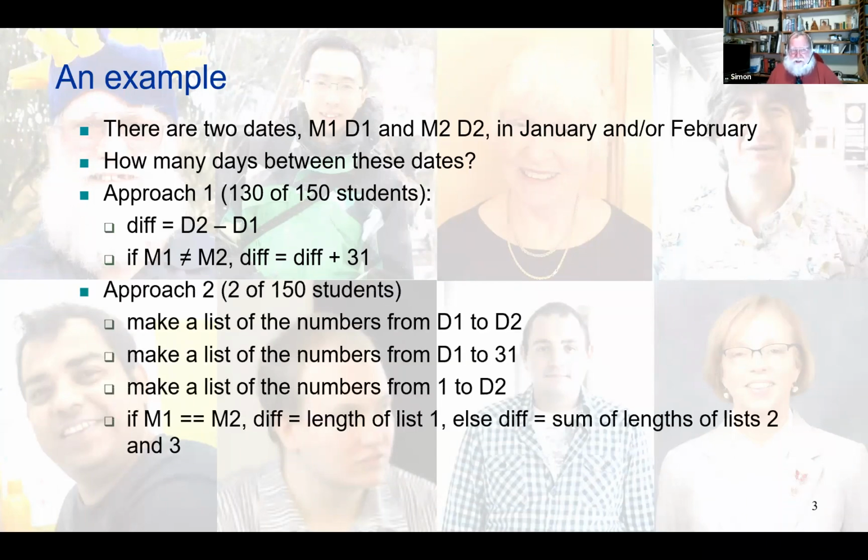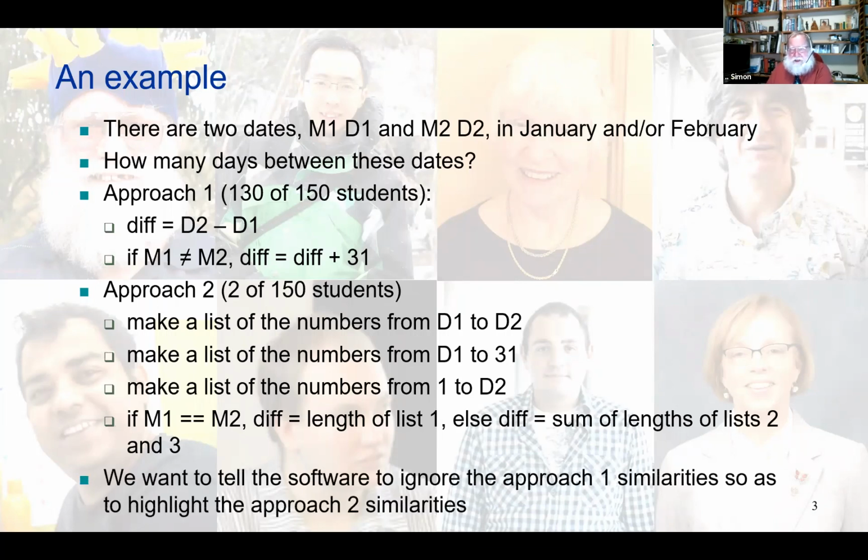Here's another approach taken by 2 of the 150 students. They made a list of the numbers from D1 to D2, and a list of the numbers from D1 to 31, and a list of the numbers from 1 to D2. And then they said if the 2 months are the same, the difference is the length of the first list. If the 2 months are different, the difference is the sum of the lengths of the second and third lists. It's a fascinating solution.